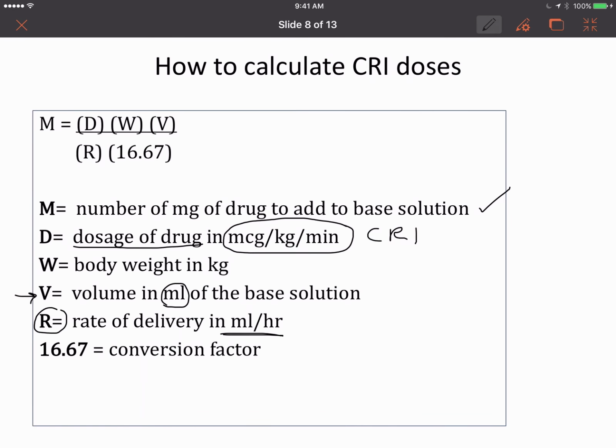I'm not going to go into detail now, but we have automated infusion pumps, which make it much easier to deliver constant rate infusion drugs, where you can set this up and plug in the mL per hour. This is how fast we're going to give this infusion. And down here, this is a conversion factor that's key to this whole formula right here.